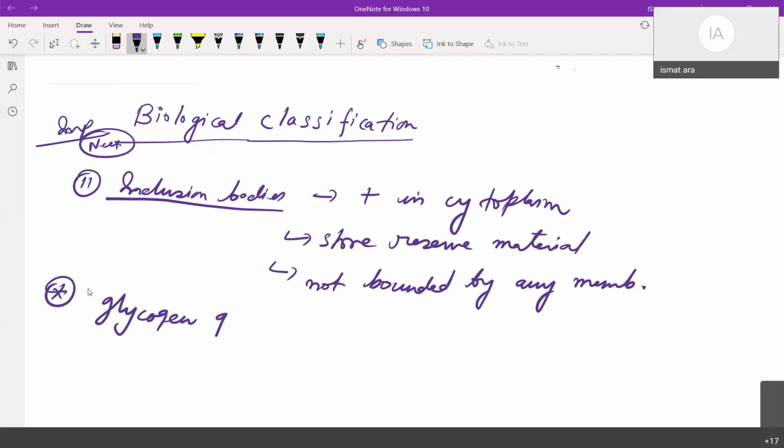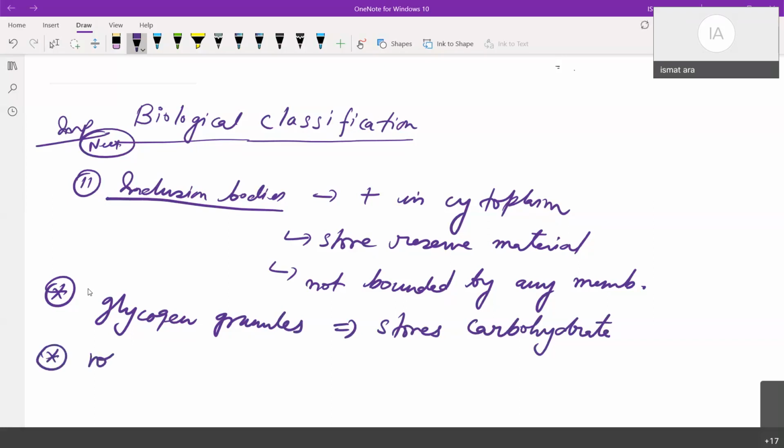Glycogen granules. What is the function? From the name you can understand that they store carbohydrate. The second one, volutin granules. Volutin means they store phosphate. So these are the inclusion bodies.